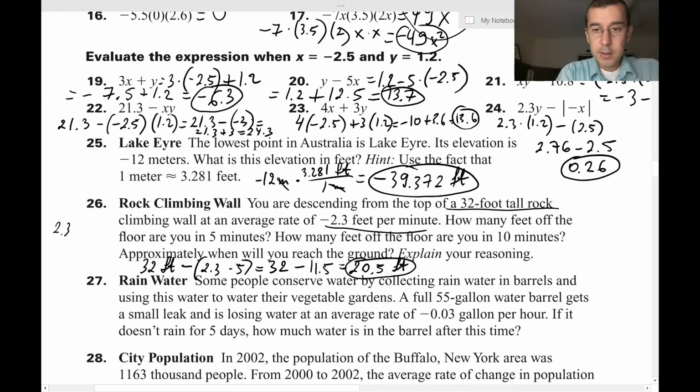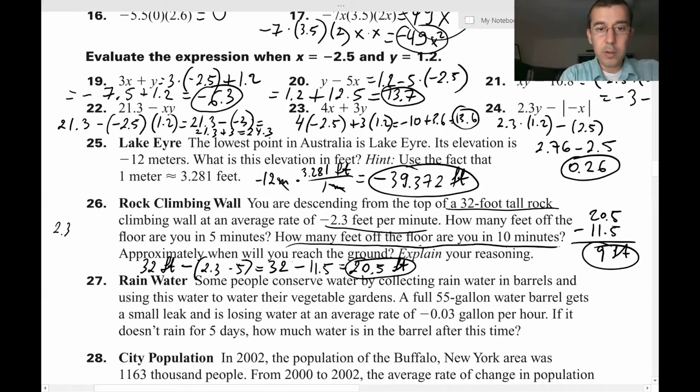Okay, so how many feet off the floor are you in 5 minutes? 20.5 feet. How many feet off the floor are you in 10 minutes? Well, you have to subtract another 11.5 from 20.5. So 20.5 minus 11.5, that's 9 feet. So in 10 minutes, you are 9 feet off the floor. Approximately when will you reach the ground? Well, you're descending 2.3 feet per minute.